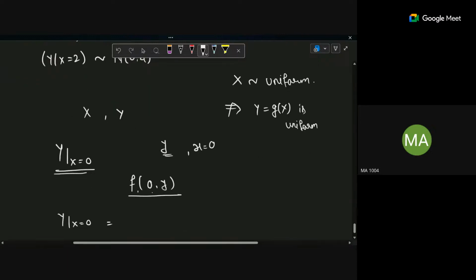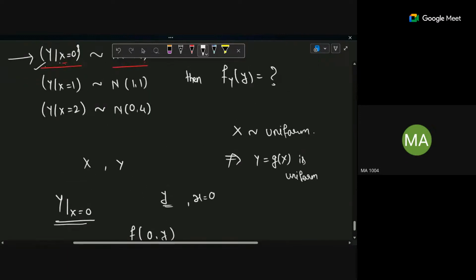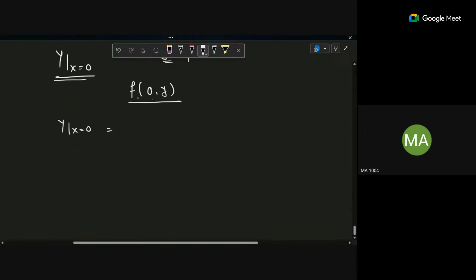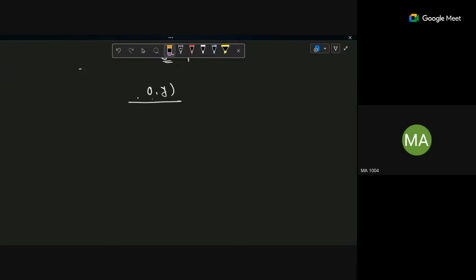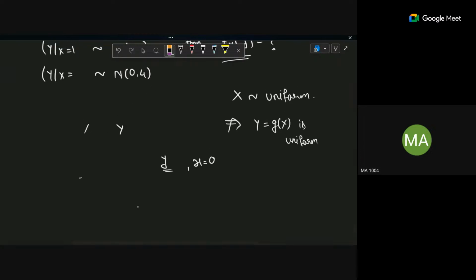Have you calculated what the marginal density is? Anyone? What do you get? If I give you a hint, this is nothing but Fy of y, which is the summation of all the PDFs of x into, sorry.